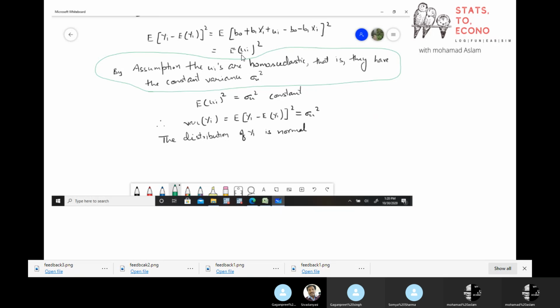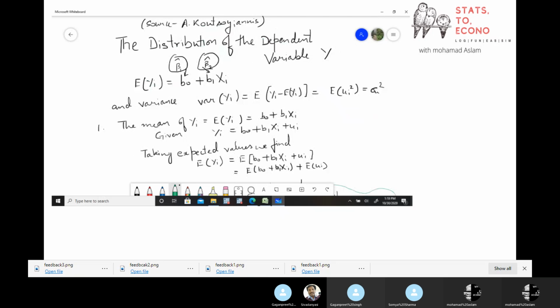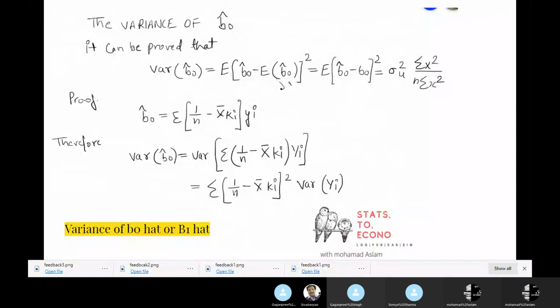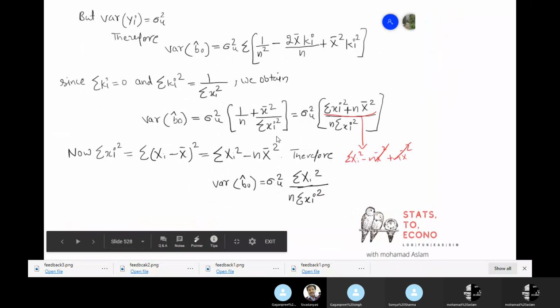These two terms will cancel out, so we will remain with the expected value of residual squares, and we have assumed that this is a constant term, the homoscedasticity assumption. So the variance of yi will be the variance of the residual term. If this is the case, we can put this value here: the variance of yi is sigma square.